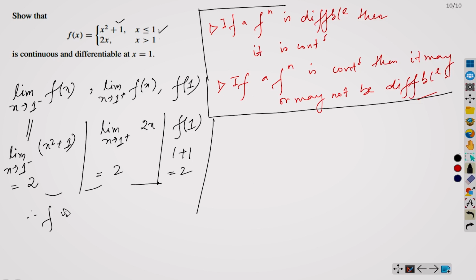Therefore f is continuous at x equals 1. Now we will check its differentiability. How to check differentiability? We have to check this thing.